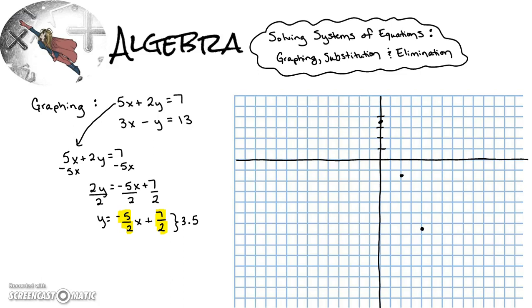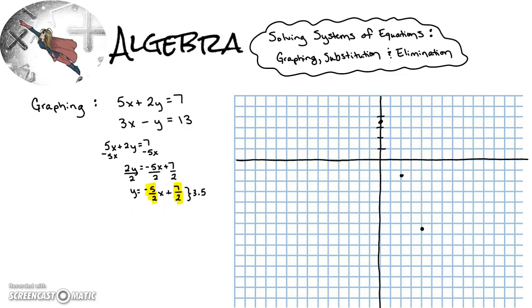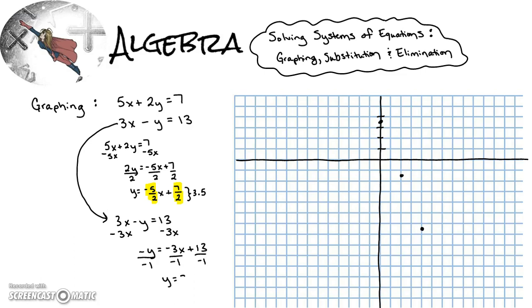So now I'm going to take the other line and get the y by itself. Okay, so I just made a little more room for it. So this line, 3x minus y equals 13. I will subtract 3x from both sides. So negative y equals negative 3x plus 13. Divide by a negative 1 all the way across. So then y equals 3x minus 13.